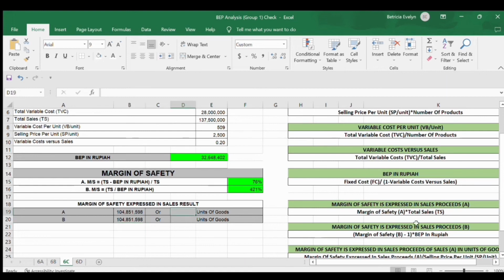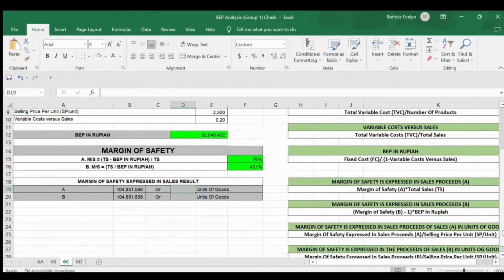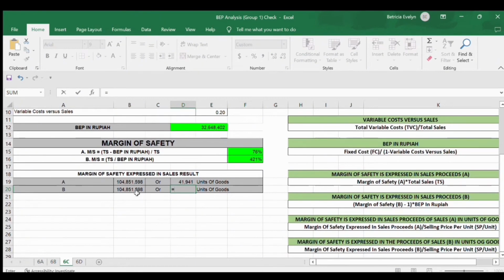So next is margin of safety expressed in sales, A in units of goods. The formula is equals margin of safety expressed in sales A divided by selling price per unit and enter. Next is equals margin of safety expressed in sales divided by selling price per unit.